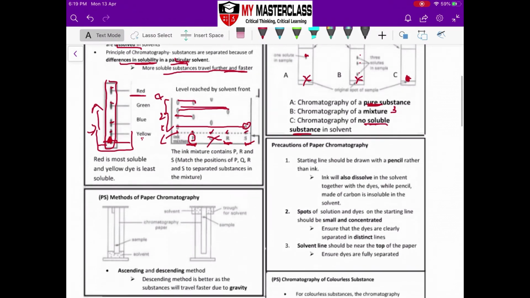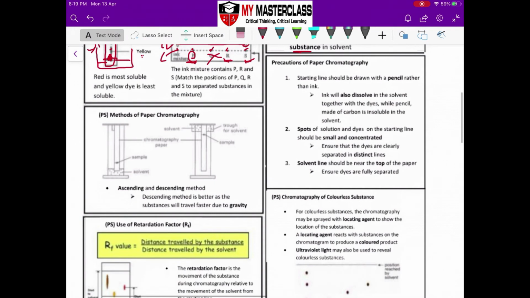Okay, let's look at the next part where we look at some of the precautions that we have to take when we do chromatography. The starting line must be drawn with a pencil. It cannot be drawn with pen ink. Why? Because the ink will dissolve. Ink is made out of mixtures of solutes, so it dissolves. Pencil is made from carbon and it is insoluble in most solvents. Most common solvent we use is water. Sometimes we can use alcohol, sugar syrup, etc.